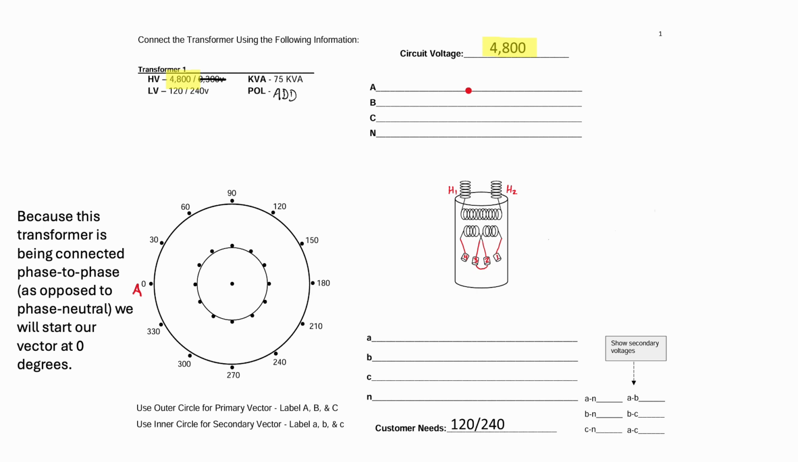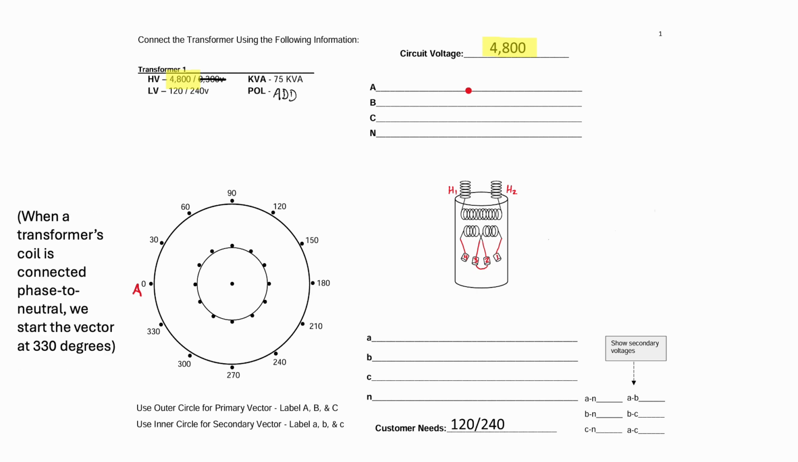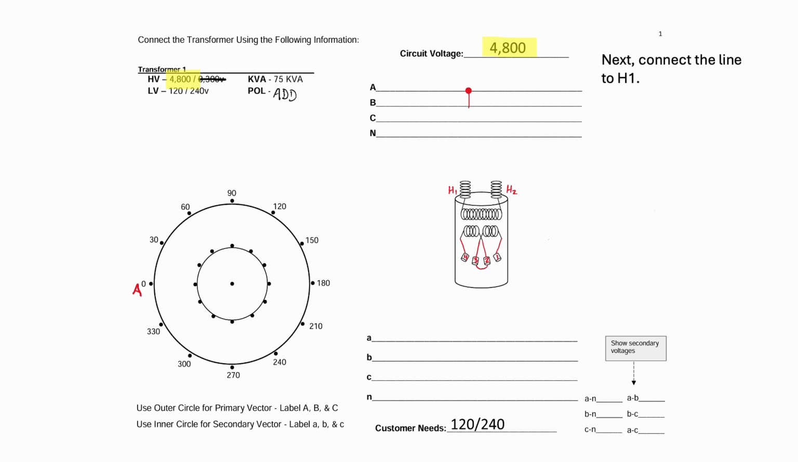Because this transformer is being connected phase to phase as opposed to phase to neutral, we'll start our vector at 0 degrees. When a transformer's coil is connected phase to neutral, we start the vector at 330 degrees. Now you could actually start this at any degrees on here, but this is how the JATC does it, so we'll just follow suit and keep it uniform. Next, connect the line to H1 and illustrate that on the vector.